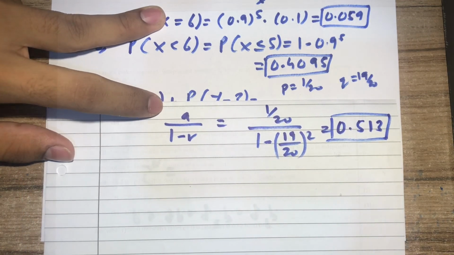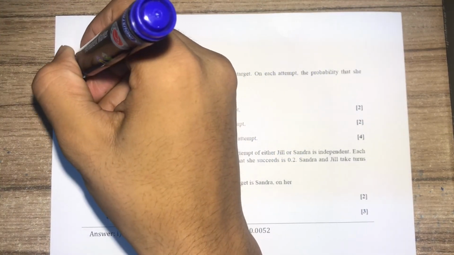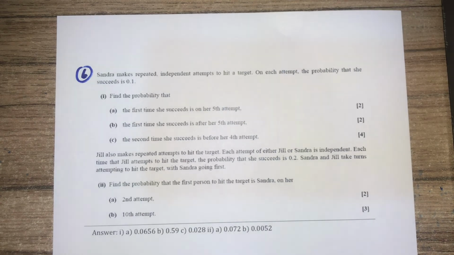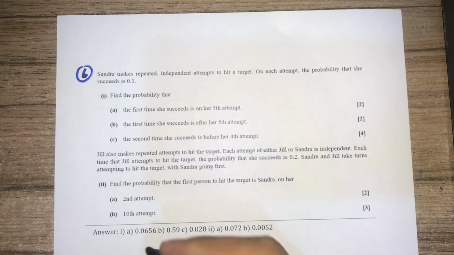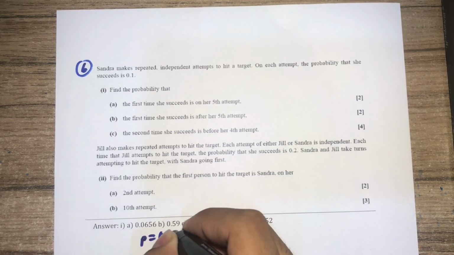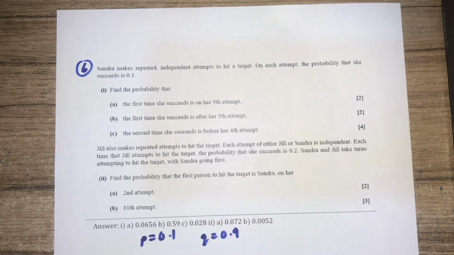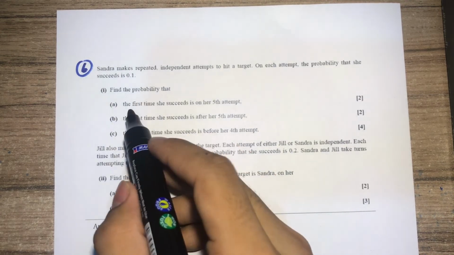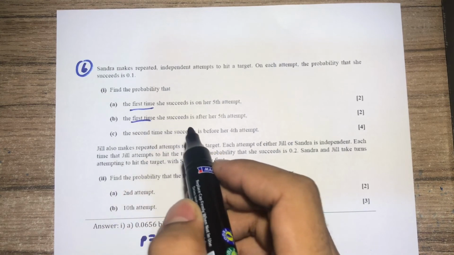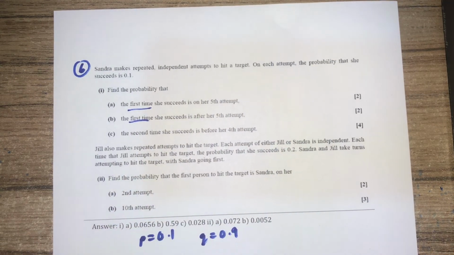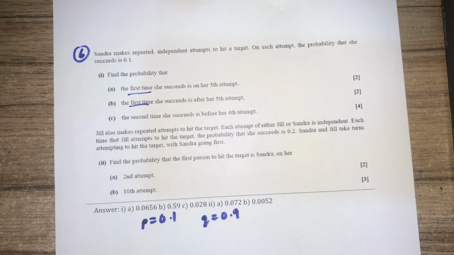I hope it makes sense. Question 6. Sandra makes repeated independent attempts to hit a target. On each attempt, the probability that she succeeds is 0.1. So P equals 0.1, Q equals 0.9. Find the probability that the first time she succeeds. It is the first time again over here, so for that, it will be a geometric distribution.